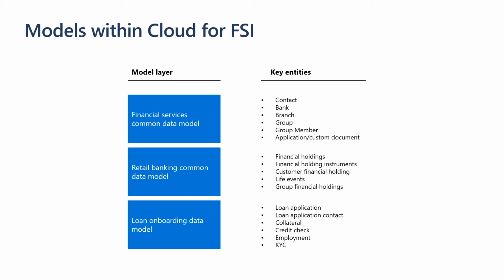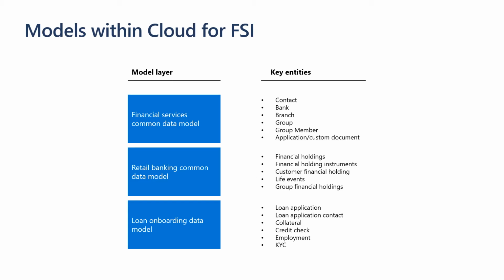Within Cloud for FSI, we have a few different model layers. The Financial Services Common Data Model contains a few key entities: contact, bank, branch, group and group members, application, and custom documents. Another model layer is the Retail Banking Common Data Model, which contains key entities like financial holdings, financial holding instruments, customer financial holdings, life events, and group financial holdings.